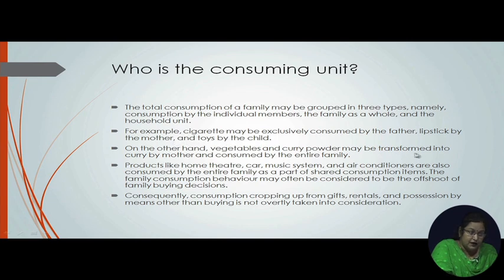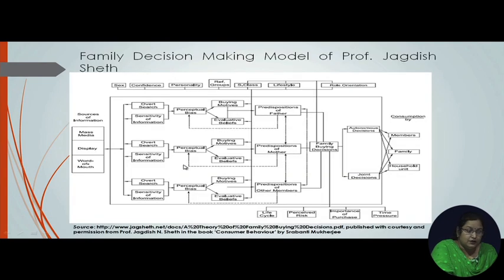On the other hand, vegetables and curry powder may be transformed into curry by mother and consumed by the entire family. Products like home theatre, car, music system, air conditioners are also consumed by the entire family as a part of shared consumption items. The family consumption behavior may often be considered to be the offshoot of the family buying decision. Consequently, consumption arising from gifts, rentals, possession by means other than buying is not overtly taken in this consideration. So, in this consideration here, we are only taking the buying decisions, not gifting or any other part.